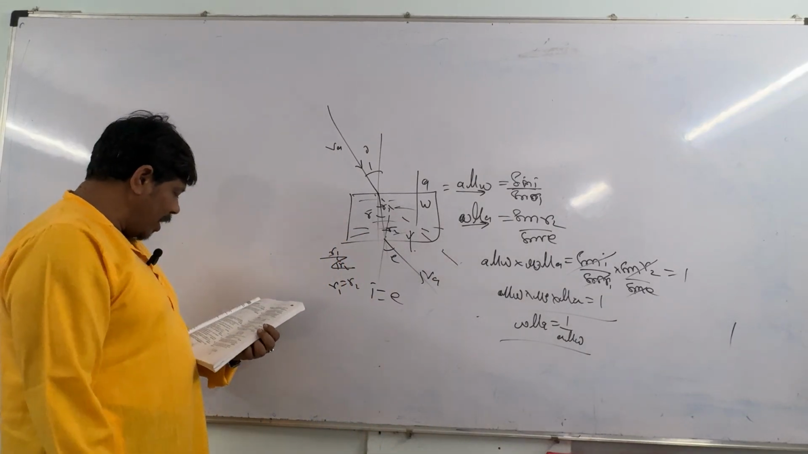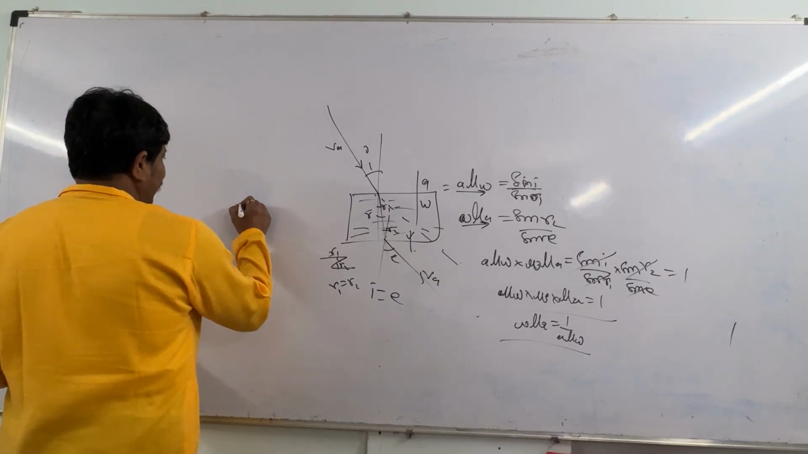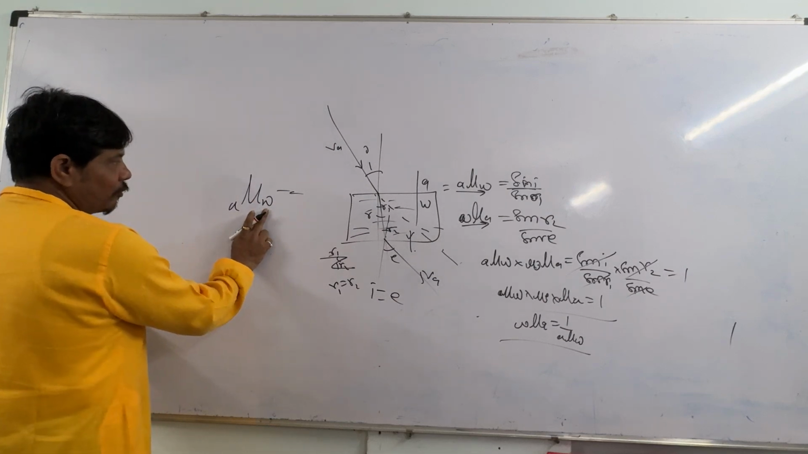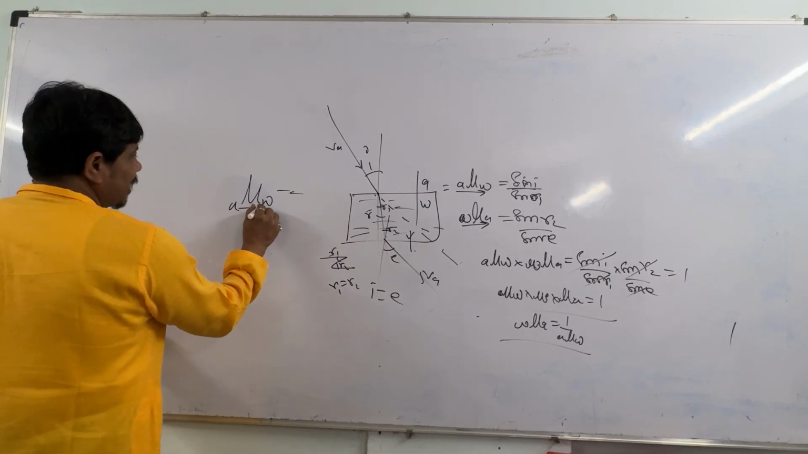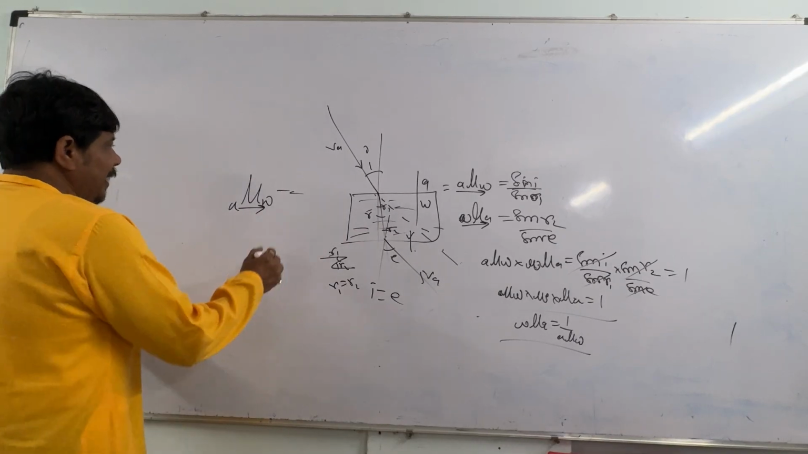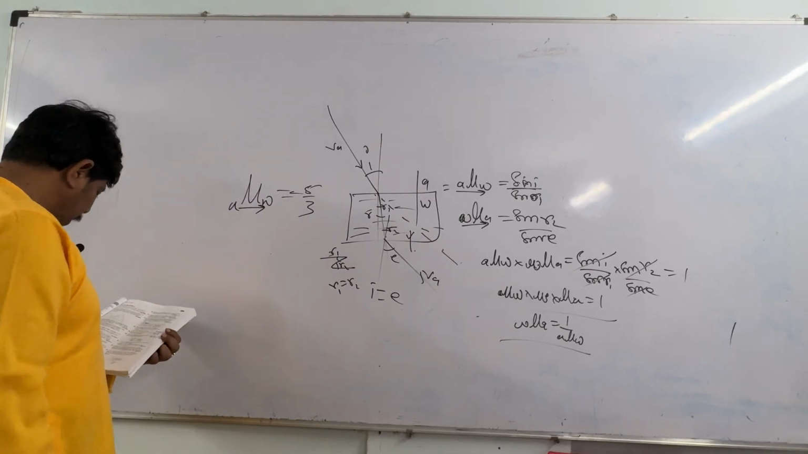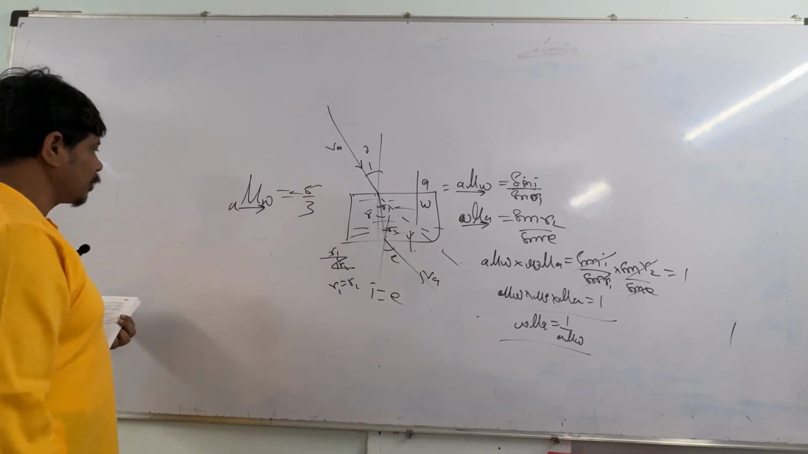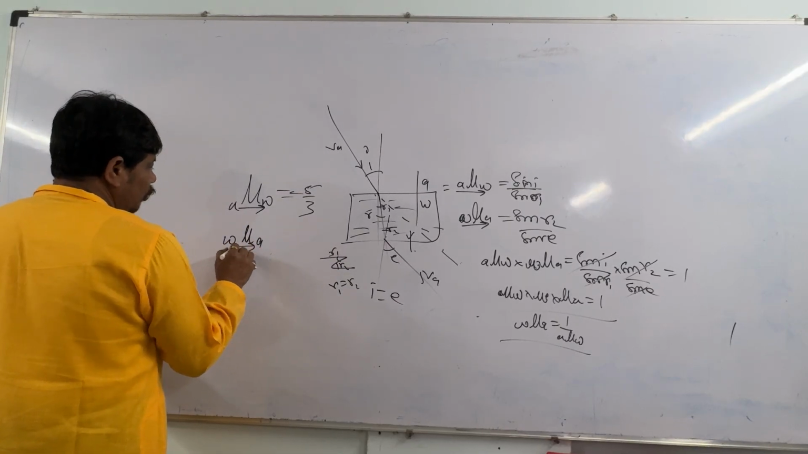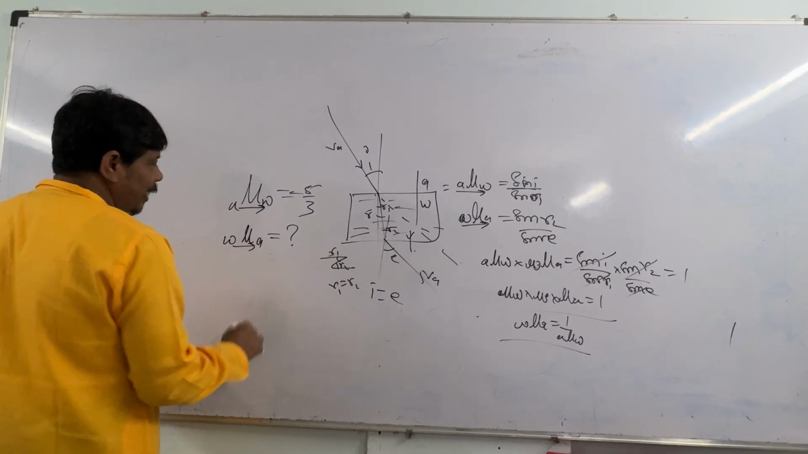Now the question they have asked: the refractive index of water with respect to air, which means light travels from air to water, is given as 5 by 3. Calculate the refractive index of air with respect to water. Now the light travels from water to air. This is what you have to find out.